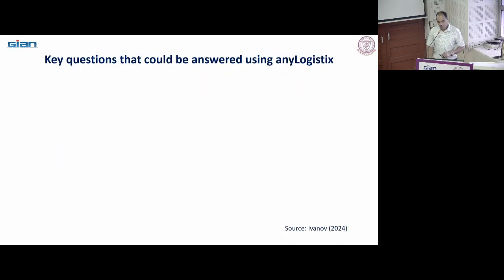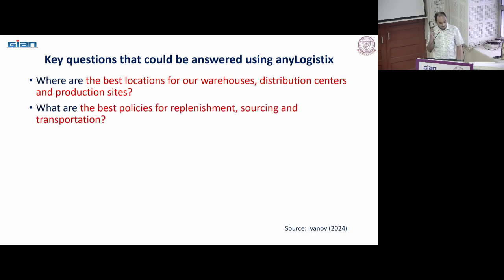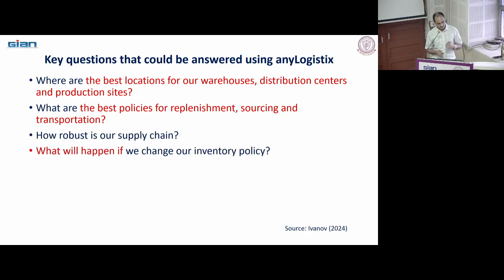Key questions that could be answered using anyLogistix. First is what are the best locations. As I said, facility location, what are the best locations for your facilities, distribution center, or production site. What are the best policies? It could be your inventory policies, sourcing policies, shipping policies, transportation policies. We can do the analysis. How robust is your supply chain? Robust and resilient. What will happen if we change our inventory policy?